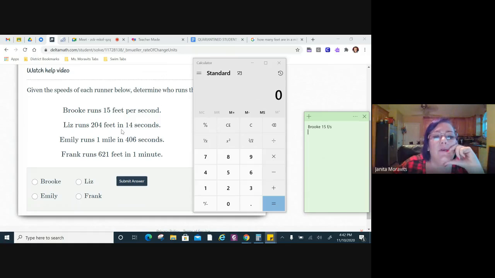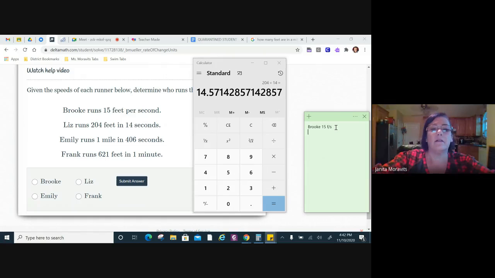Now, Liz runs 204 feet in 14 seconds. So let's say 204 divided by 14. She runs 14.6. Liz is 14.6 feet per second because that's 14.5 and then it's got a 7 after it. So we'll just round it up. Let's spell her name right. Yeah, let's do that. Okay.